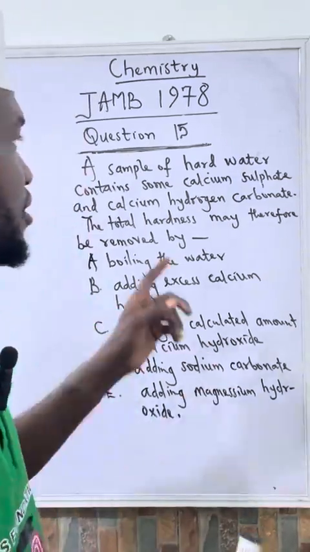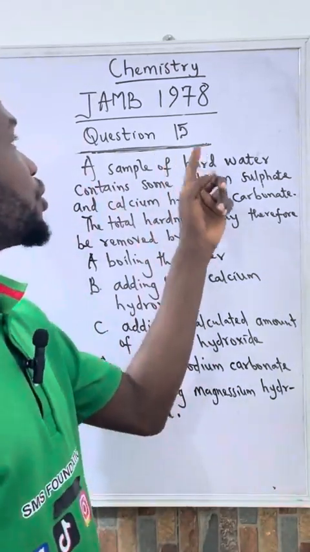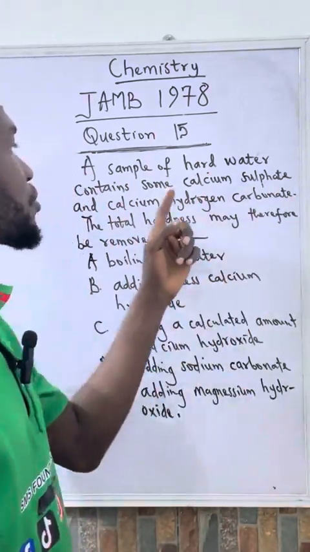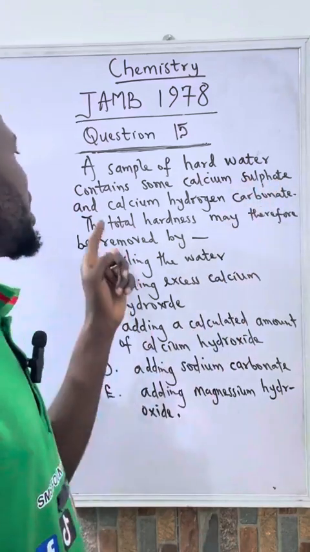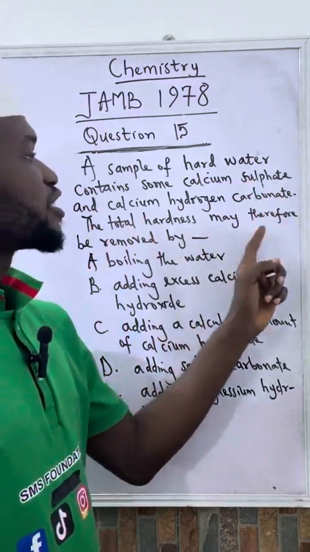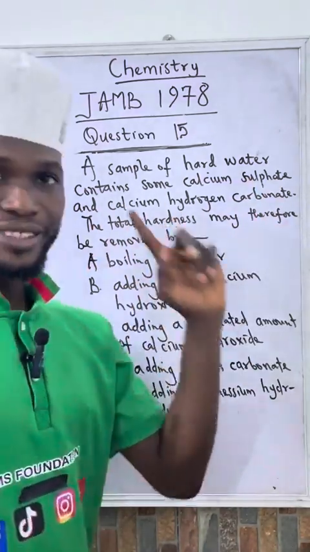Right, consider this chemistry question. This is question 15, JAMB 1978. A sample of hard water contains some calcium sulfate and calcium hydrogen trioxocarbonate 4. The total hardness may therefore be removed by dash.